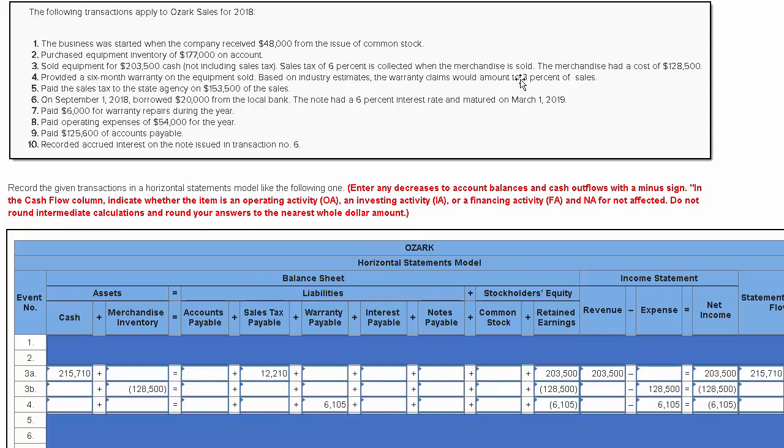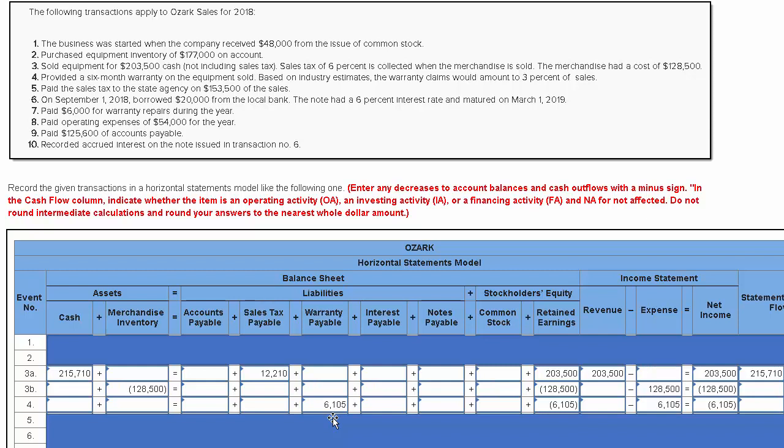Make sure I have the right percentage. Yep, right there. Okay, so we need to show warranty expense of $6,105. That increases the expenses. Obviously, expense decreases retained earnings, and we show the obligation. Now, who do we owe that money to? Our customers, the customers that related to the sales we had this year.